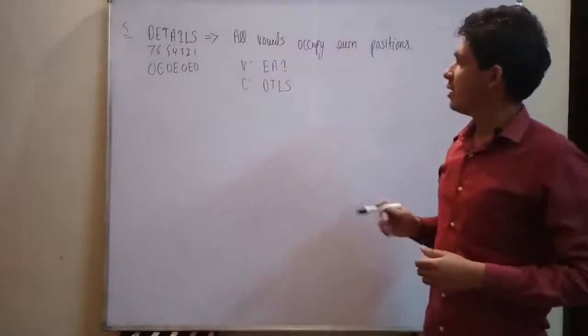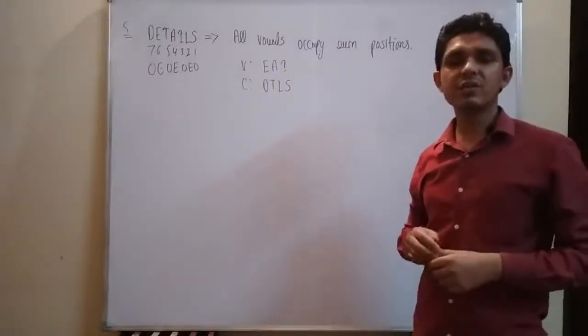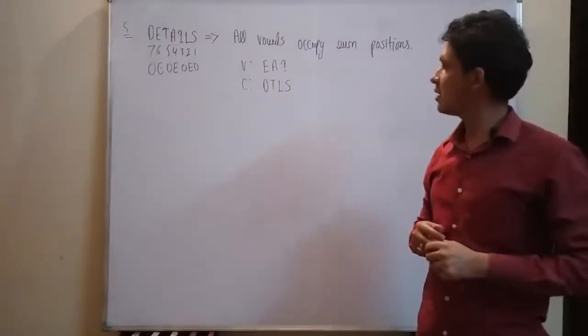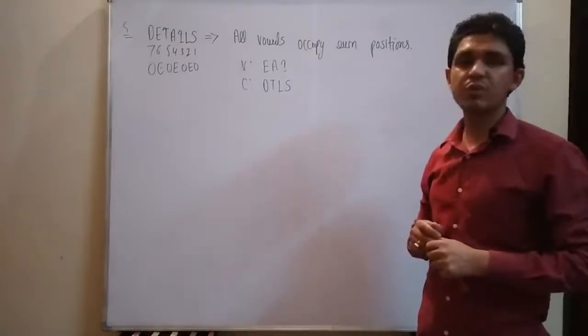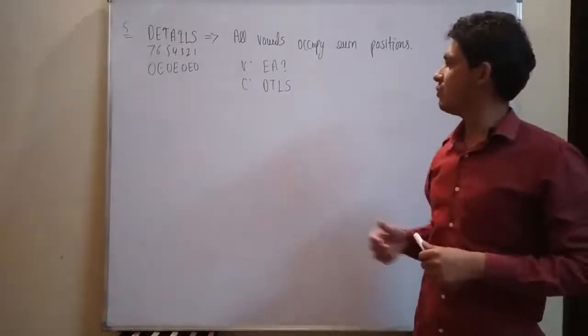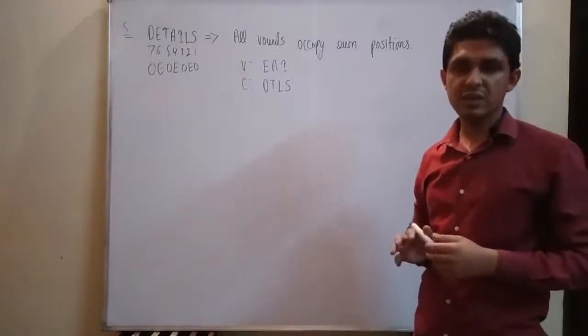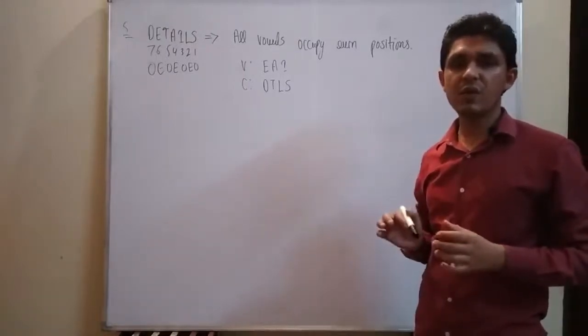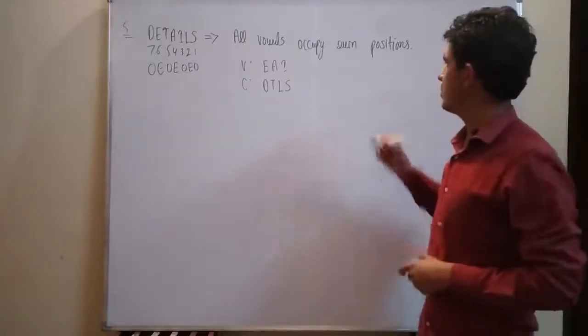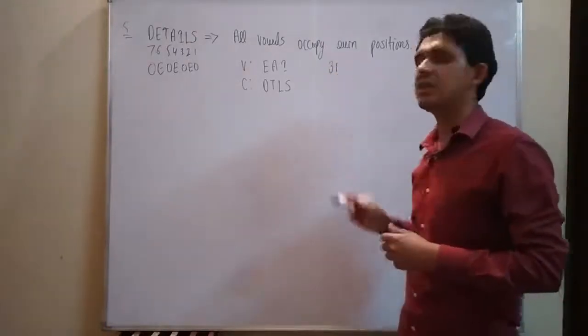So first, in this question we have to arrange the letters of the word DETAILS such that all the vowels occupy even positions. The total number of vowels is 3 and the total number of even positions is 3. So we have to just arrange 3 vowels in 3 positions. This will be done in factorial 3 ways, right?